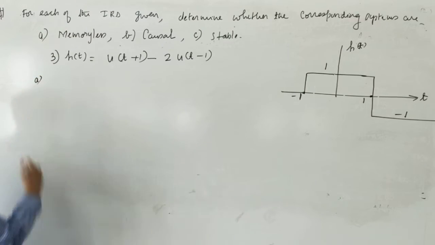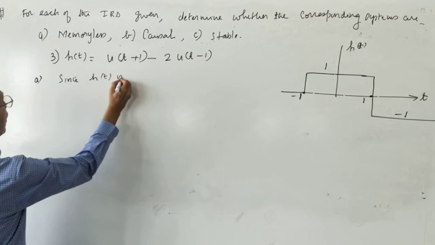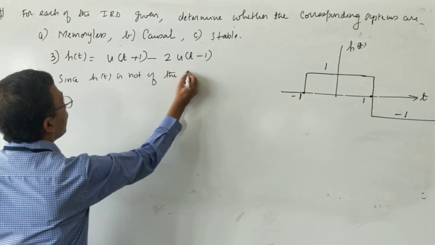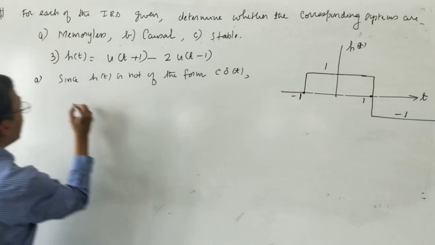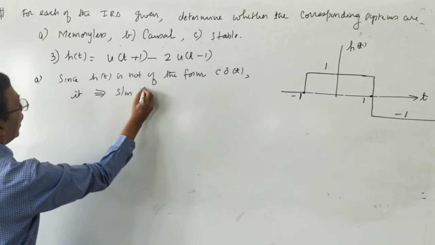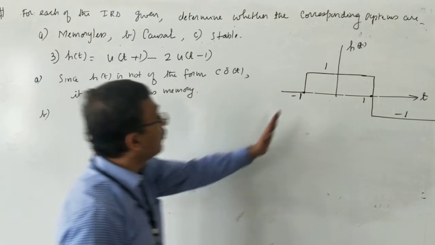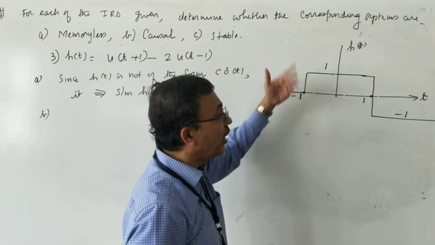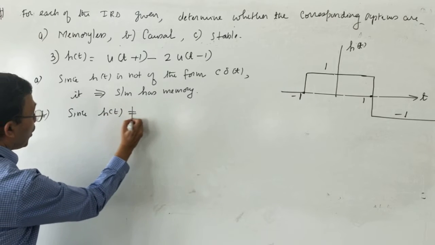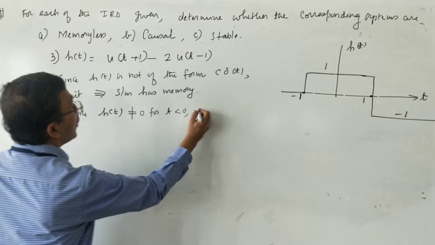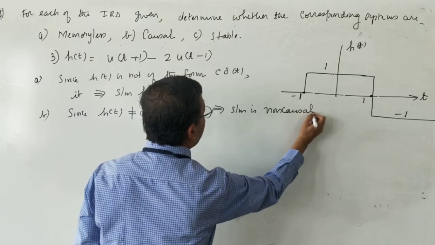Now I am going to comment. h of t is not of the form c into delta of t, which implies system has memory. Second one, see, h of t is not 0 for t less than 0. Therefore, system is anti-causal or non-causal. Since h of t is not equal to 0 for t less than 0, it implies system is non-causal or anti-causal.